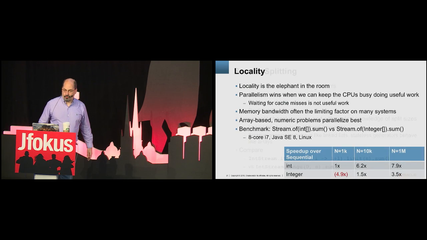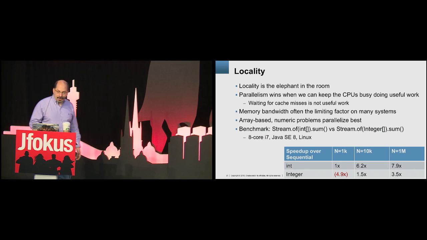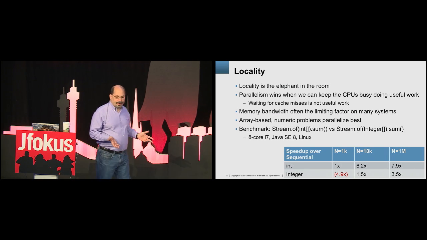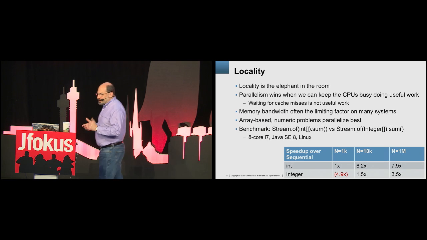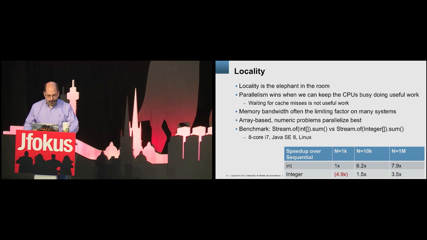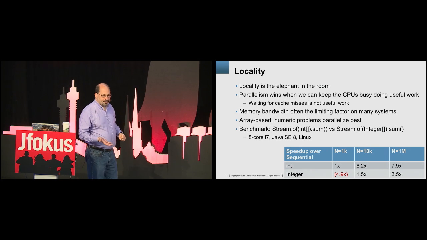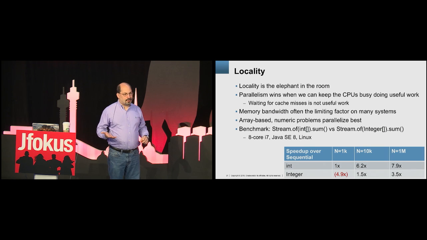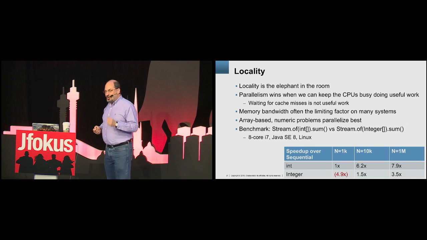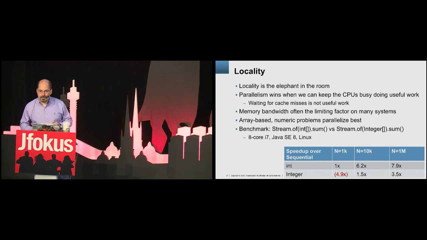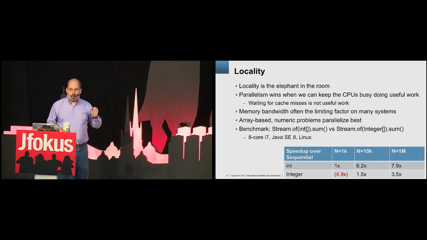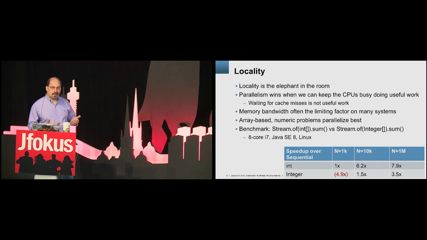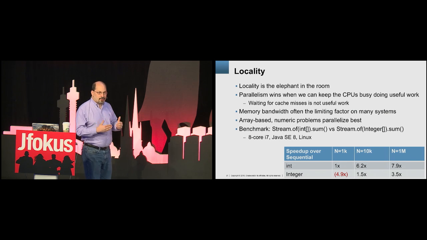What else is stealing our performance? Well, the elephant in the room is locality. I talked about this a little bit at the keynote yesterday when I talked about value types. We want to keep the CPUs busy doing useful work. Waiting for the cache subsystem to cough up data is not useful work. On a lot of systems, the limiting factor is memory bandwidth. If I have 16 threads all waiting on cache misses, I'm not going to get a lot of throughput, because the only part of the chip that's getting hot is the cache management subsystem.